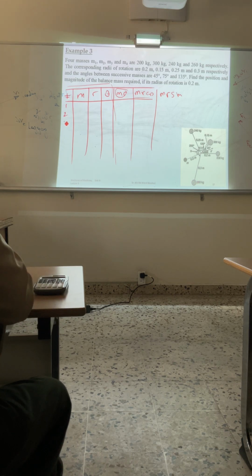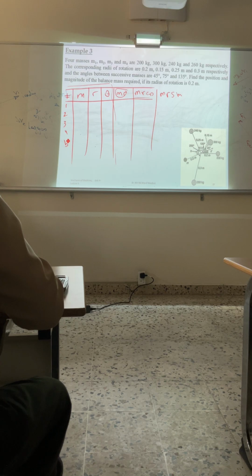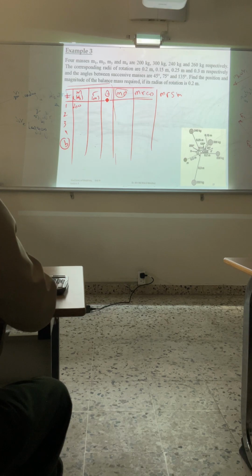M1, 2, 3, 4, and I have the balance. M1 is how much? 200. 200. So you have to be careful, guys. Don't write down your M without showing me what your units are. This is in kilogram, usually put it between parentheses. R is in terms of meter, so I have to write down m. And of course, this one is in degrees. And this should be kilogram meter, and this should also be kilogram meter, because there is no unit for the cosine and the sine.